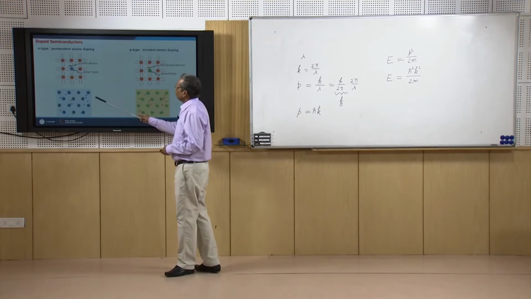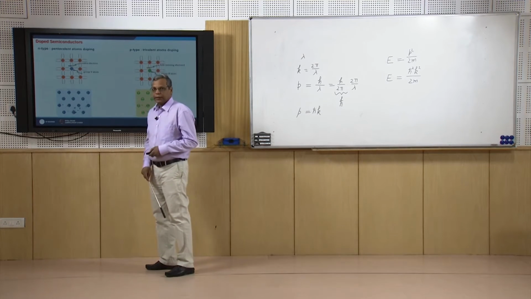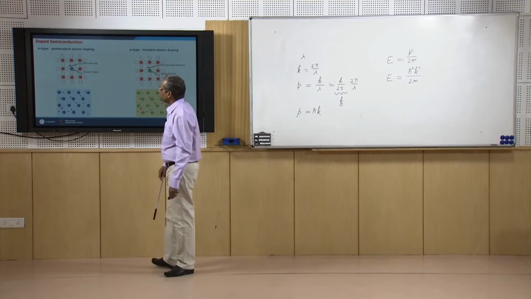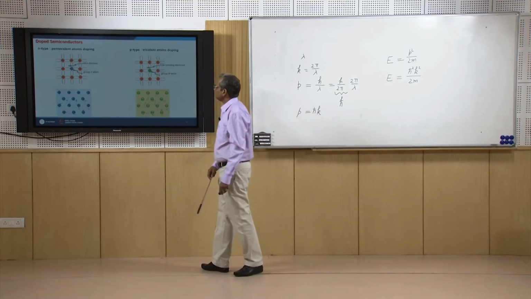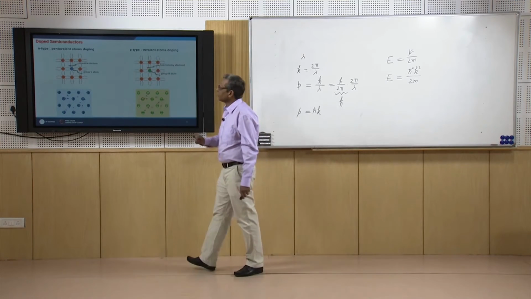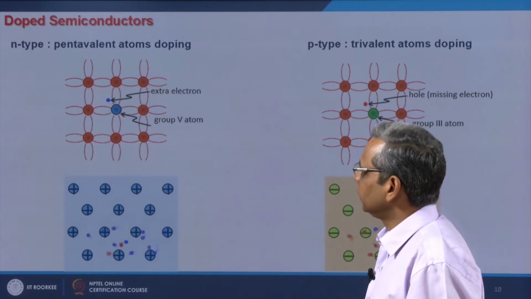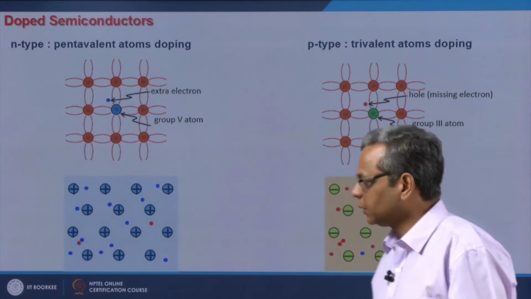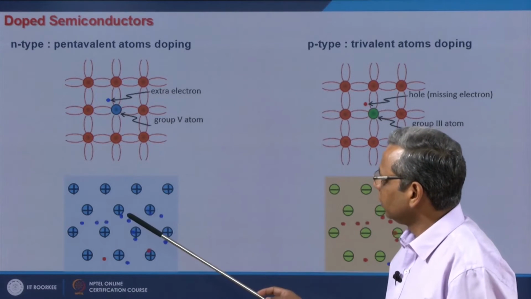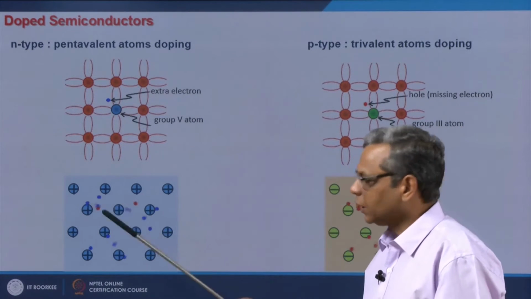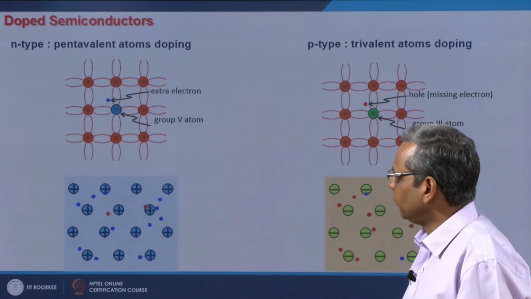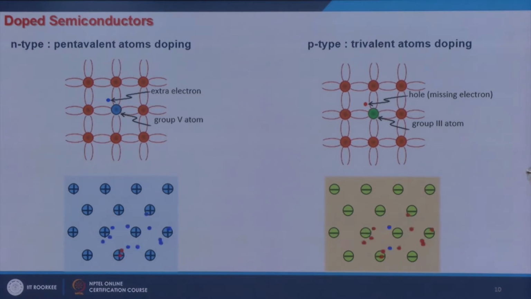And this kind of material then is known as p type semiconductor. I am sorry, this type of semiconductor is then known as n type semiconductor because now you have negative charge electrons available for conduction.